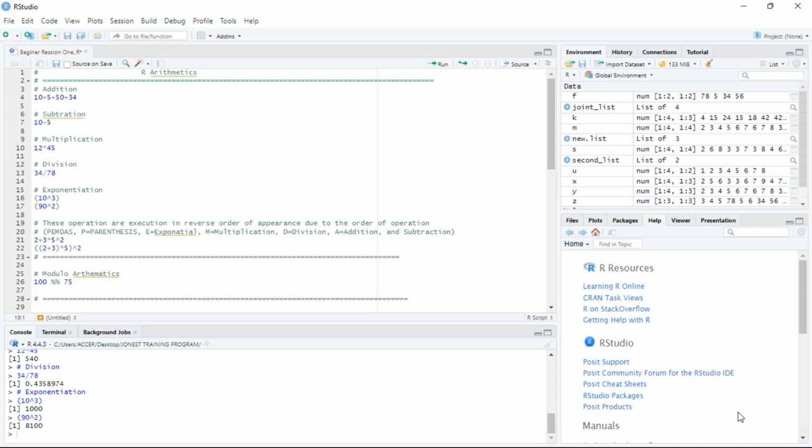In our junior high schools, we did what we call BODMAS and then PEMDAS. As you can see here, these operations are executed in reverse order of appearance, due to the order of operation. You may have an expression that has different forms of arithmetic signs inside. So which one should we tackle first? We have what we call BODMAS, but basically here we are going to concentrate on PEMDAS.